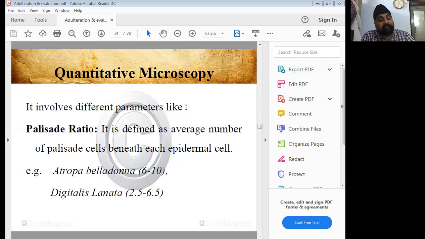So first of all, we will study the palisade ratio. Now, what is palisade ratio? It is basically the average number of palisade cells which is present beneath the epidermal cell. In Atropa, they are around 6 to 10. In Digitalis lanata, they are 2.5 to 6.5.